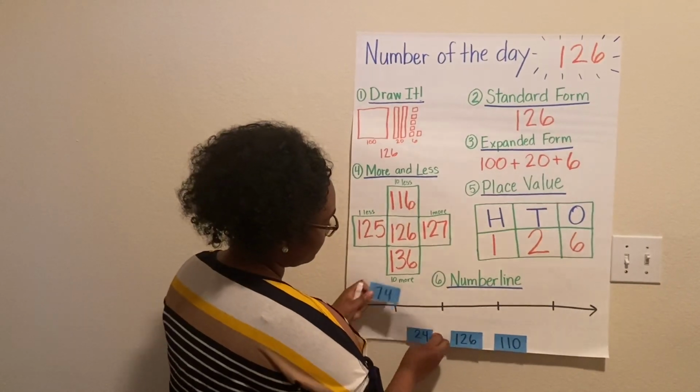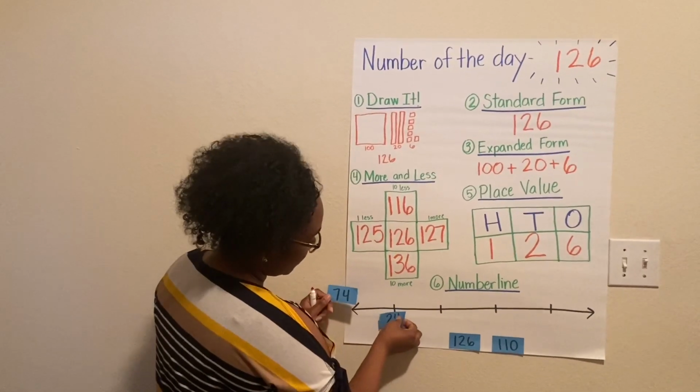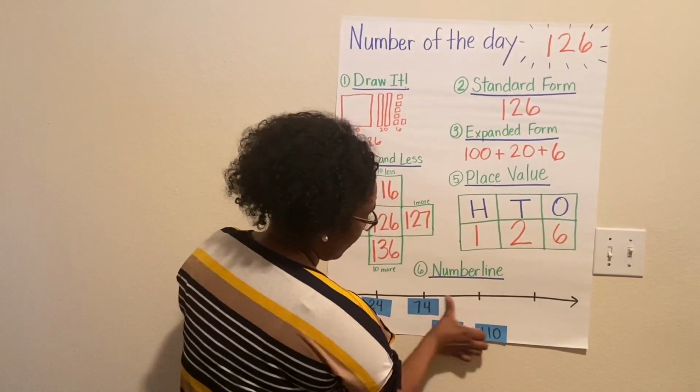So we have 24 and 74. 2 is smaller than 7. So we are going to start with 24. And then we have 74.